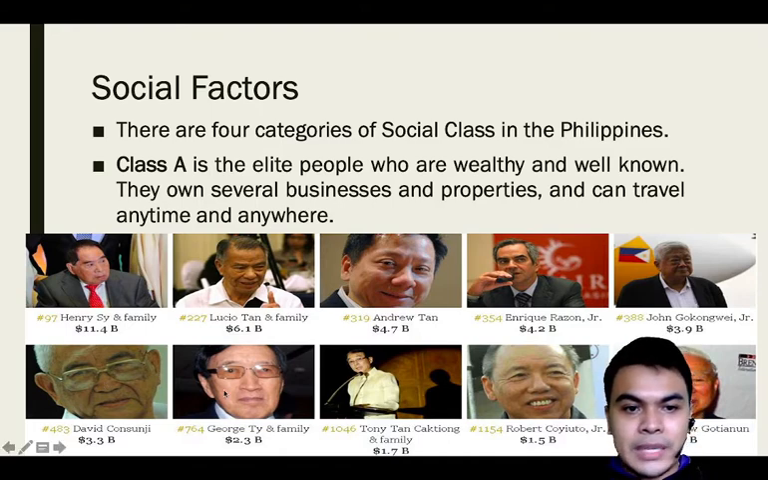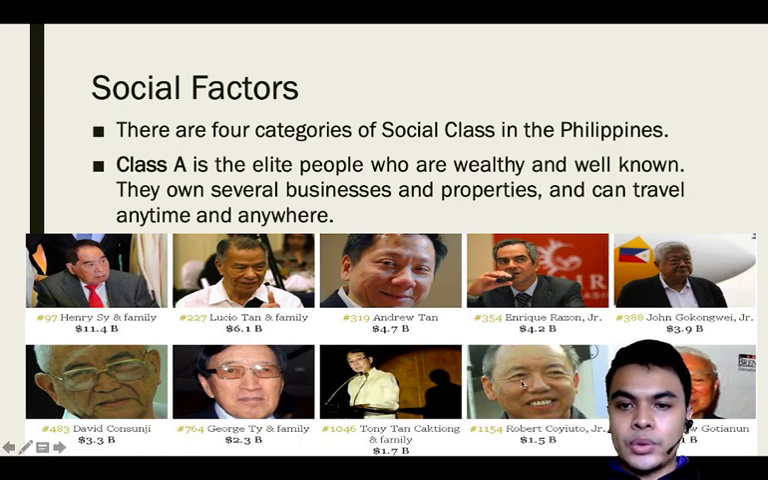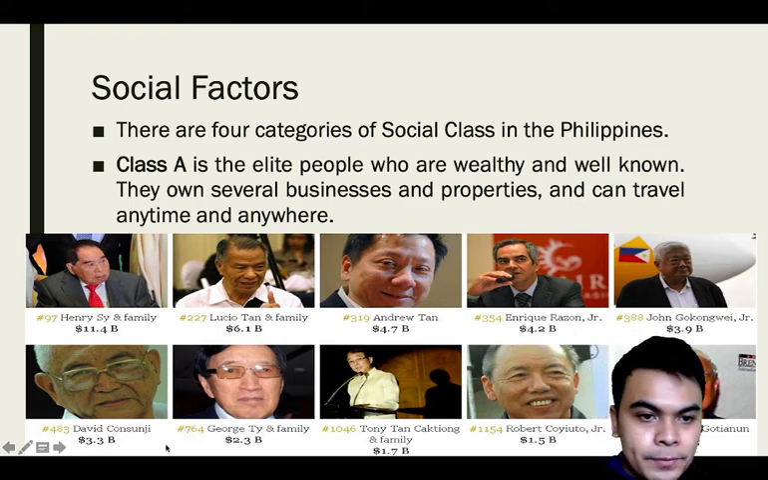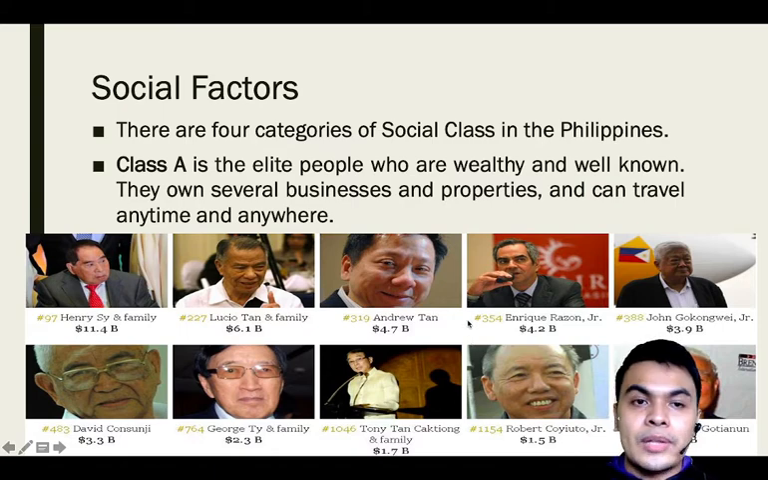Okay? For example, in the Philippines, we have the billionaires, Henry Sy and family, pero rest in peace na si Henry Sy. Pumanaw siya couple years ago. We have Lucio Tan, Andrew Tan, Enrique Razon, John Gokongwei, David Consunji, George Ty, Tony Tan Caktiong. Do you know Tony Tan Caktiong, the owner of Jollibee Foods Corporation? Robert and Andrew Gotianun. Okay? So, nandun sila sa Class A.